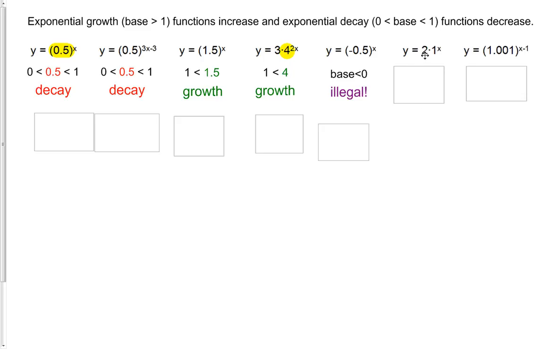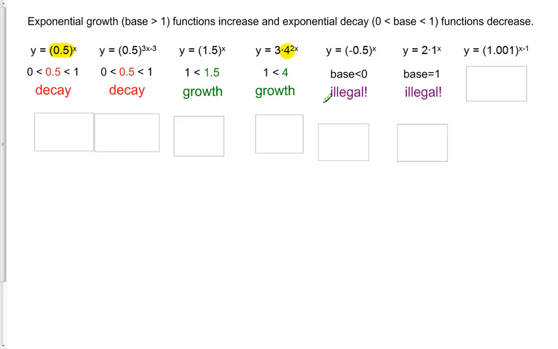y equals this one here, 2 times 1 to the x. Well, 1 is not greater than 1 or between 0 and 1, so again, it's an illegal base. The reason is that 1 to any power is just going to be 1, and this would just be the flat line y equals 2. So that's why this is not an exponential function.